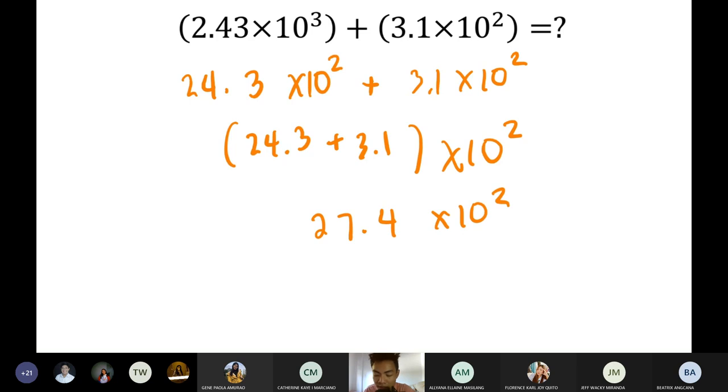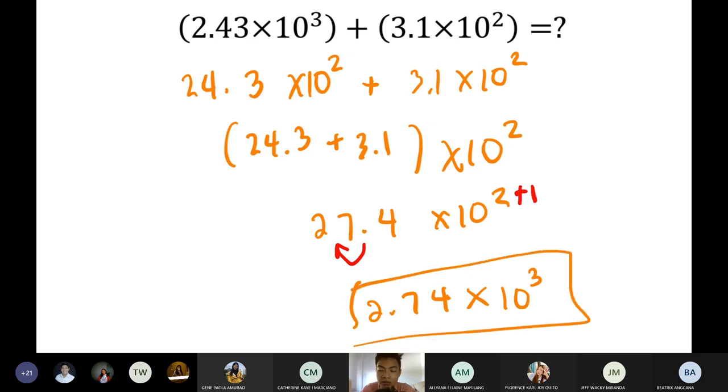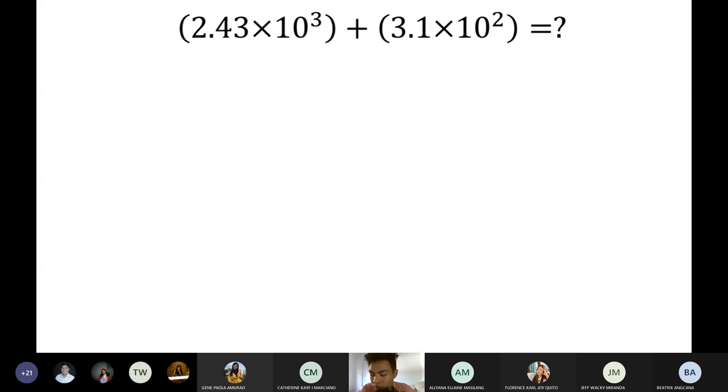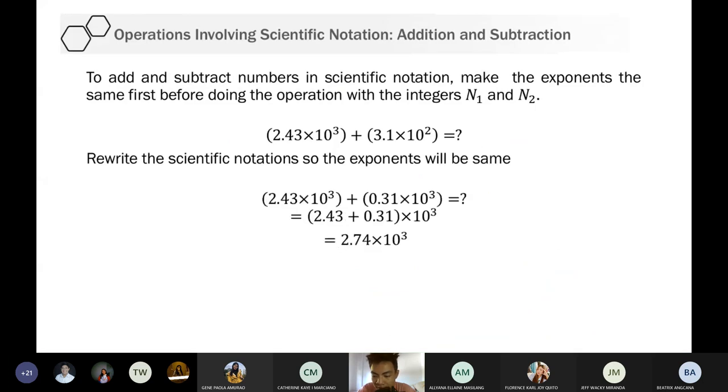So that means I have to move my decimal point once more to the left, and that will increase my exponent by 1. Hence, I will end up with the same answer just like the previous method. So I will have 2.74 times 10 raised to 3. Okay, so again, the final answer should be written in the correct scientific notation rules, okay? So let's check our answers. Okay, so we arrive with the correct answer naman.